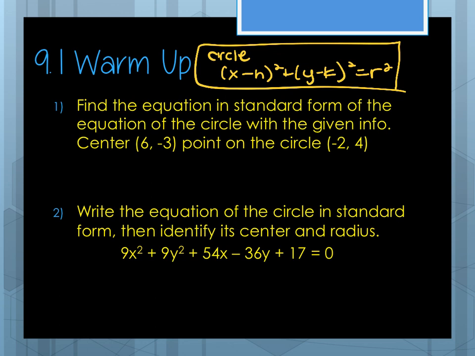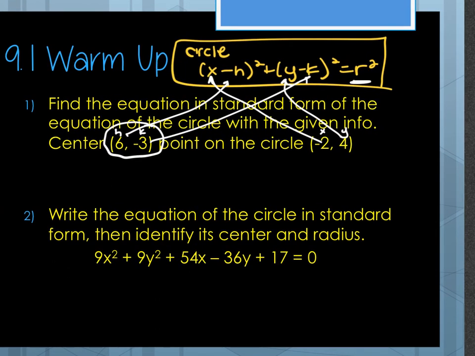Okay, the first one says, find the equation in standard form of the circle with the given information: center (6, -3), which would be your h, k, and point on the circle (-2, 4), which would be your x, y. So I already have the center, which is one of the things you need for the circle, but you also have to have your radius. You can either find the distance between these two points to get the radius, or you can, which I think is easier, plug these in. So the h would go in, the k would go in, the x would go in, the y would go in, and then you're solving for r.